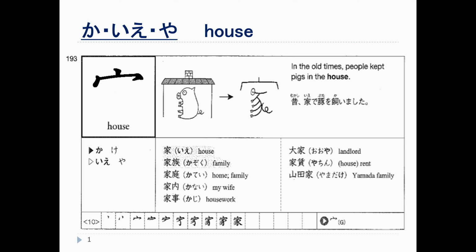Today I would like to talk about some of the new kanji that we are going to be covering in chapter 16. So I would like to start off with our kanji from this chapter. A lot of them will be about our home or our family, people that are connected to us and places that are connected to us.